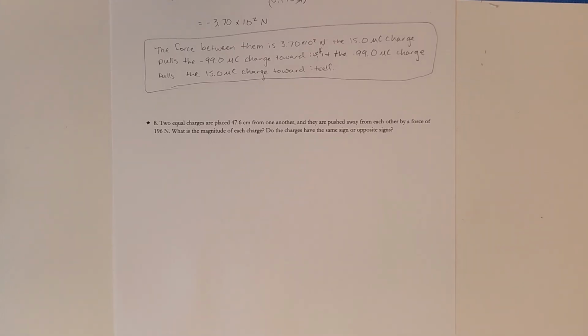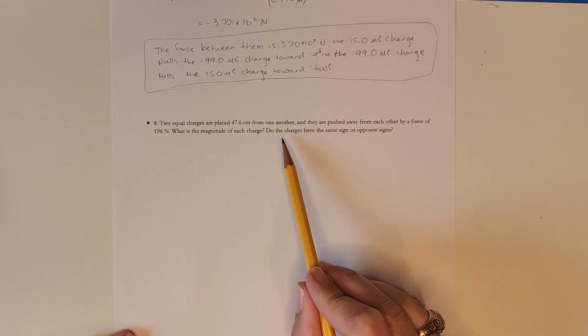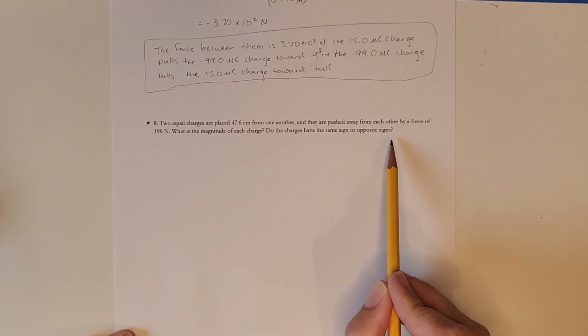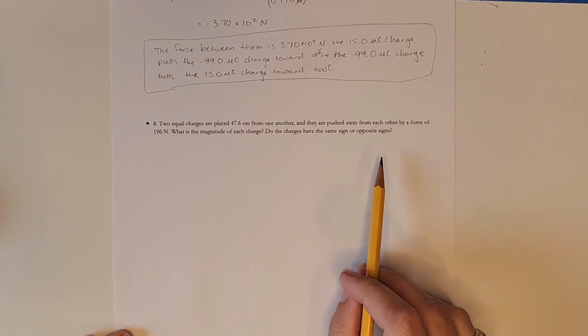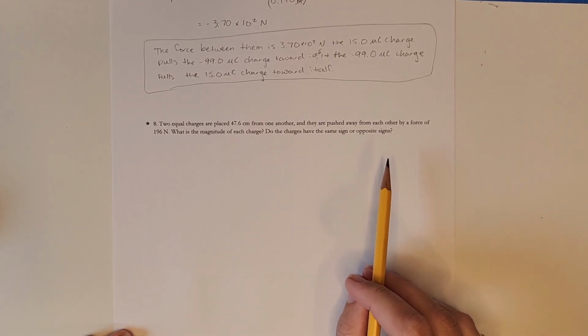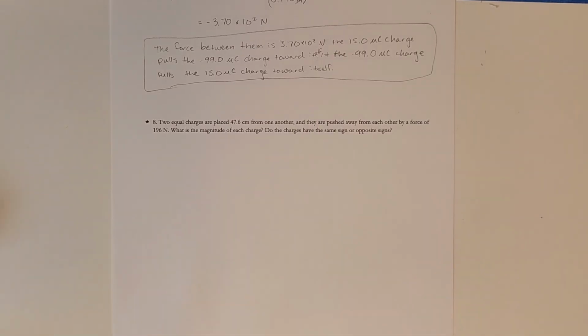For question 8, two equal charges are placed 47.6 centimeters from one another. They are pushed away from each other by a force of 196 newtons. What is the magnitude of each charge, and do the charges have the same sign or opposite signs? So you can answer this last question without even doing any calculations. Do the charges have the same sign or the opposite signs? They're definitely going to have the same sign because they are being pushed away from each other. And so if they had opposite signs, they would be being pulled towards each other.